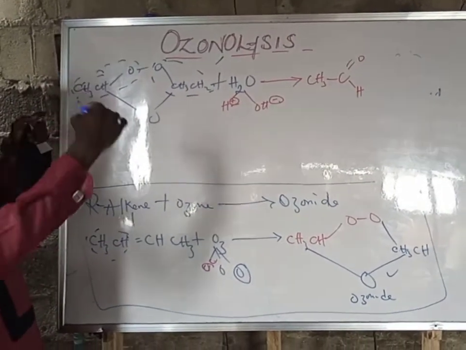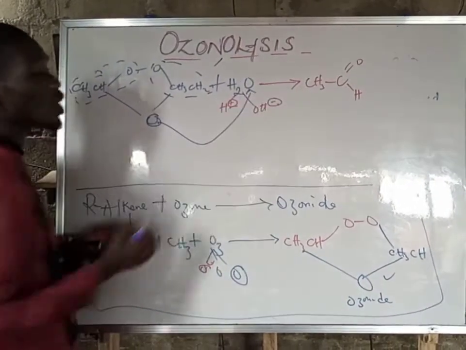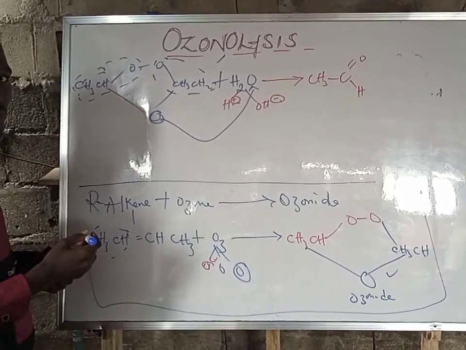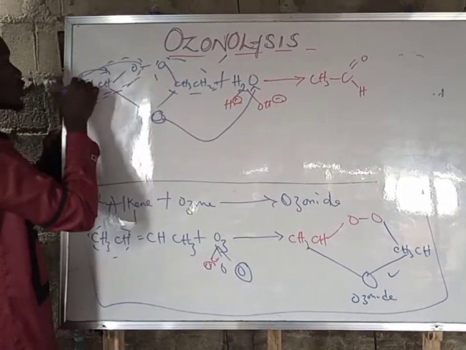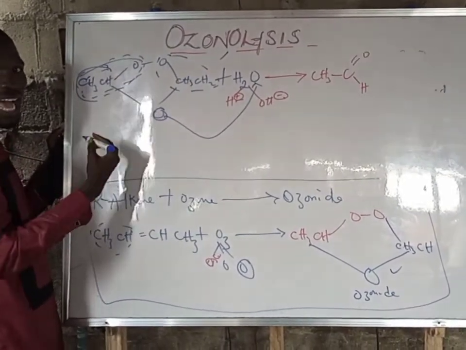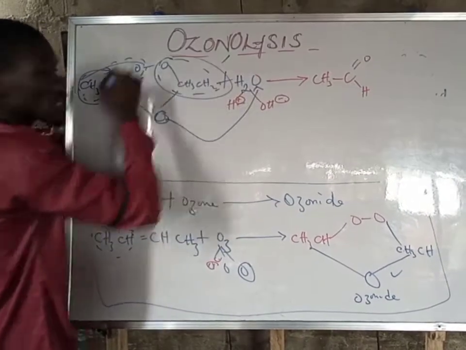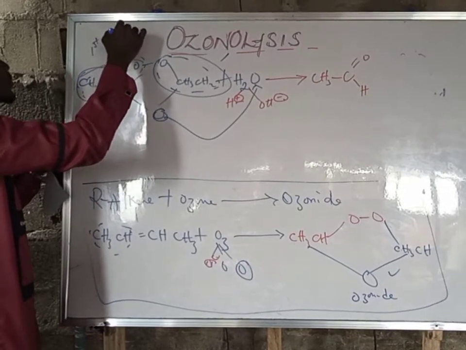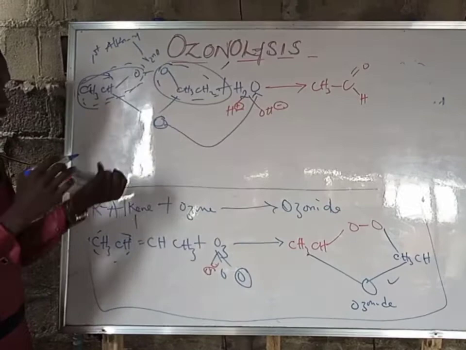Differentiate the two, and this oxygen here will react with water. Again, this one you have here, this oxygen here will form what? One alkene. This also will form what? Another alkene. So the first alkene, the second alkene, telling you that what?